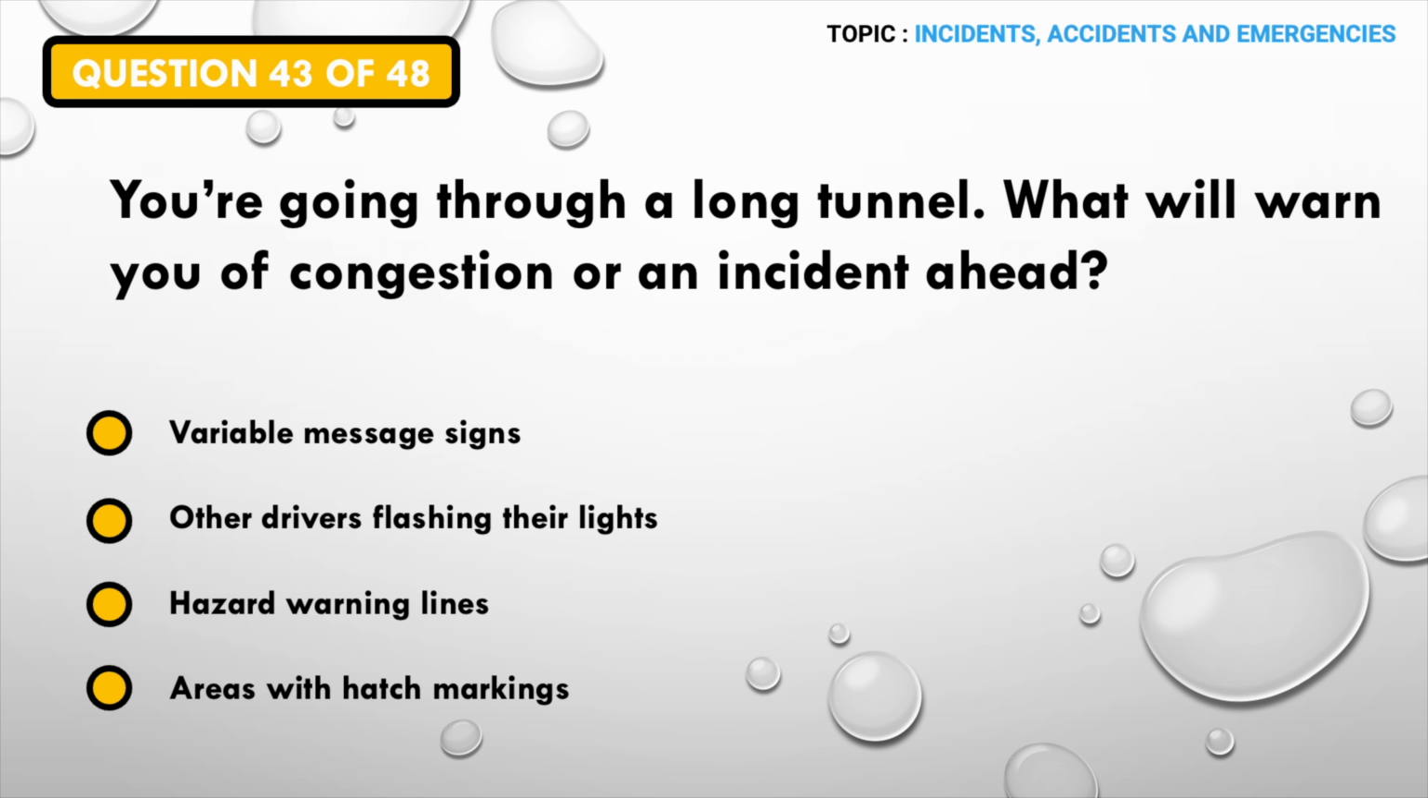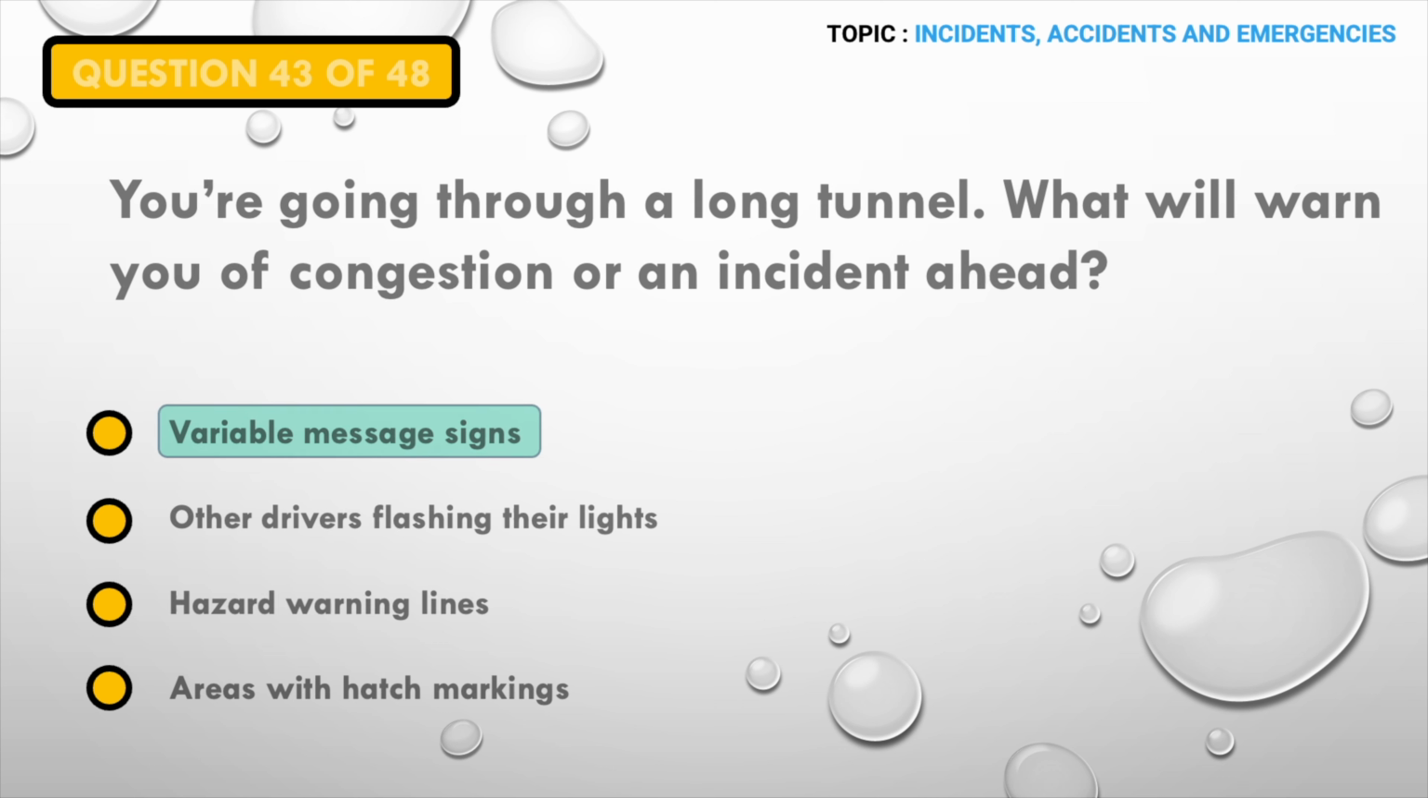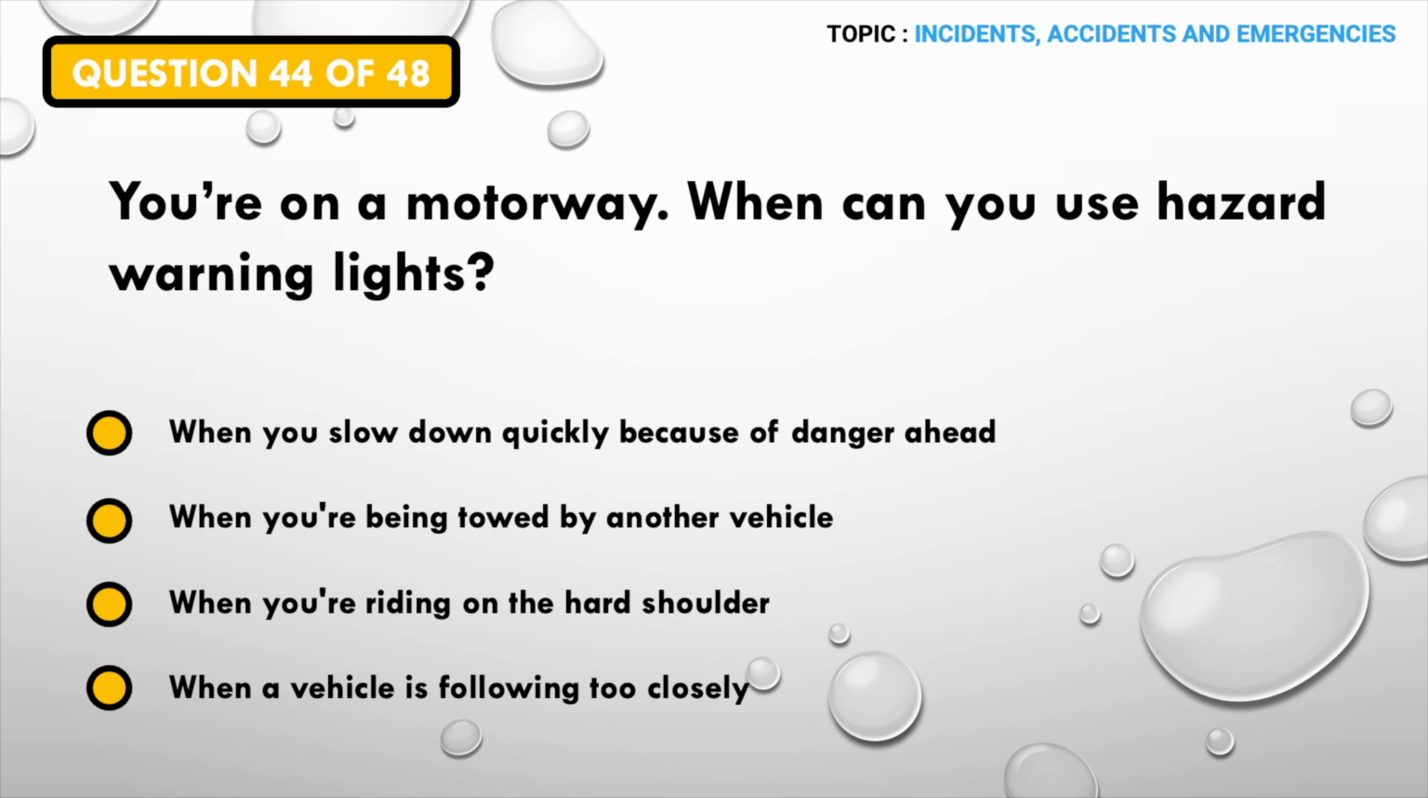You're going through a long tunnel. What will warn you of congestion or an incident ahead? Variable message signs. Other drivers flashing their lights. Hazard warning lines. Areas with hatch markings.